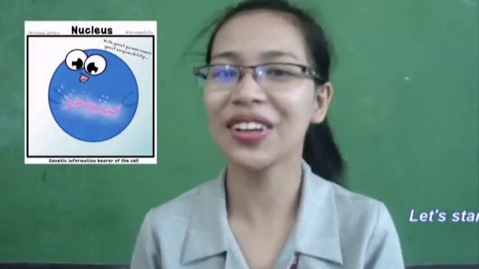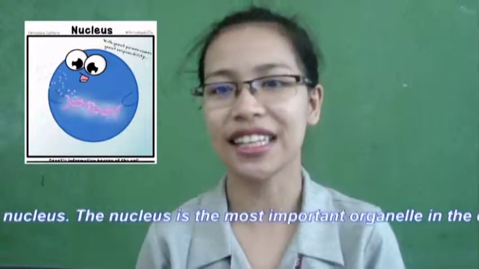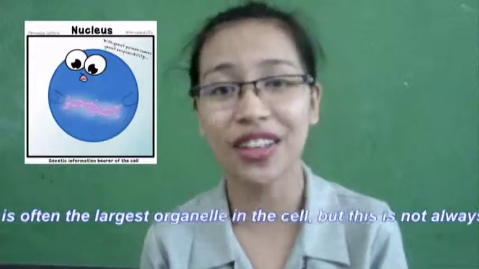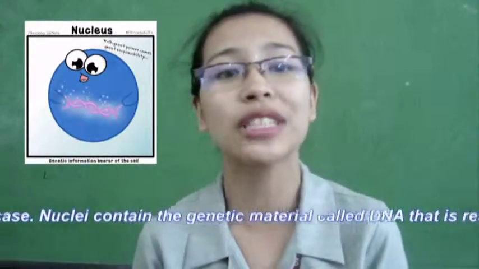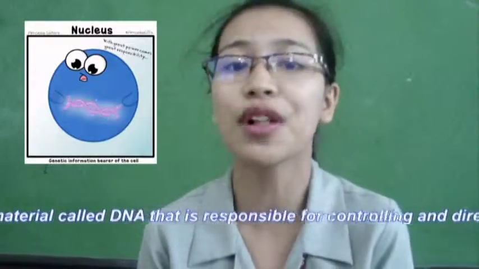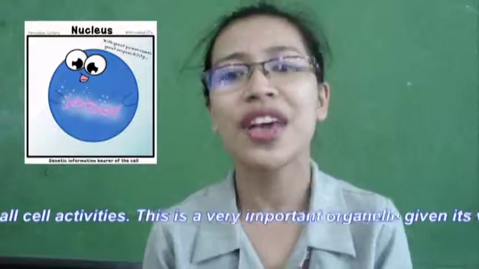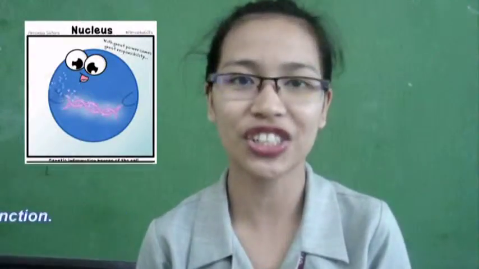Let's start with the nucleus. The nucleus is the most important organelle in a cell. It is often the largest organelle in a cell, but that is not always the case. Nuclei contain the genetic material called DNA that is responsible for controlling and directing all the cell activities. This is a very important organelle given its vital function.